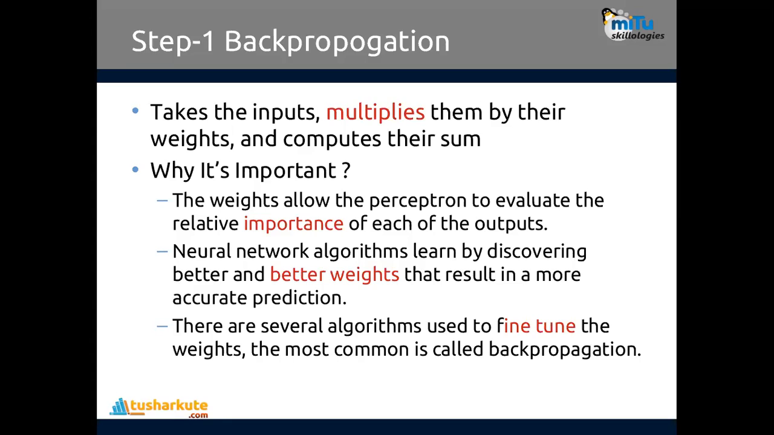Neural network algorithms learn by discovering better and better weights that result in more accurate predictions. I used "better" twice, especially better and better weights. If the adjustment is not accurate, obviously your algorithm's accuracy will decrease. The importance of every feature should be pursued equally. That's why weight adjustment plays a very important role in generating accurate predictions.